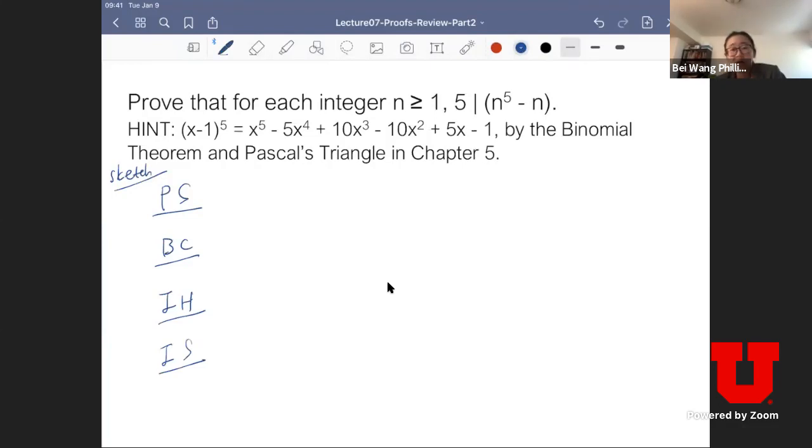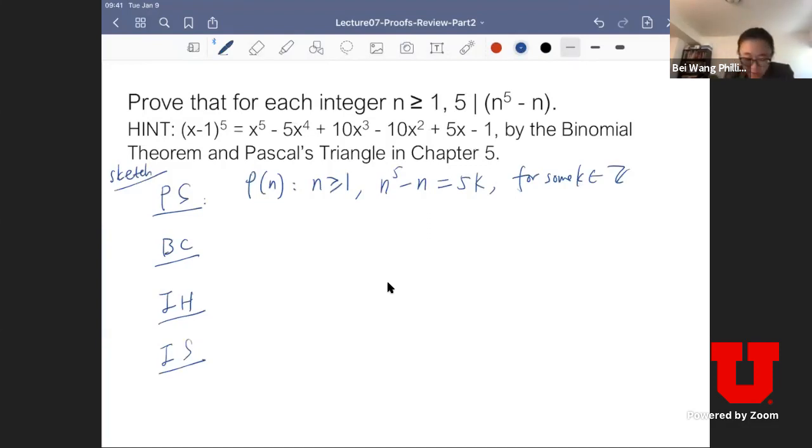In here, for simplicity, I'm going to name my statement P of n. So the statement P of n is to say that for n bigger or equal to 1, n to the power 5 minus n is divisible by 5, or 5 divides this number, or alternatively, I can say n to the power 5 minus n is equal to 5 times, let's say, k for some integer k. So this is the same as saying it's divisible by 5.